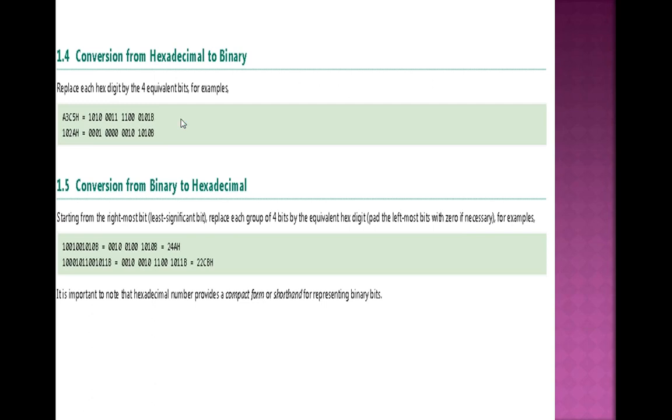Next, 1.4 is conversion from hexadecimal to binary. Now it's a good time to recall everything. How to convert hexadecimal to binary? First of all, take every hexadecimal digit. For example, A has a value 10. So first of all, convert 10 into binary. How will it be converted? Just by dividing by the number 2.